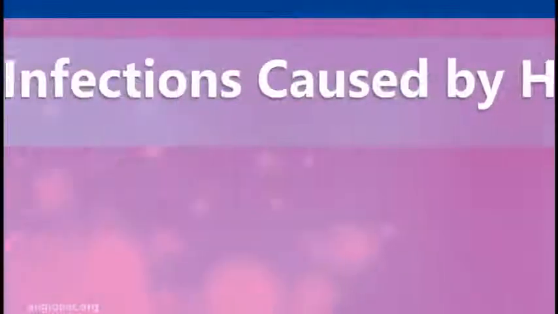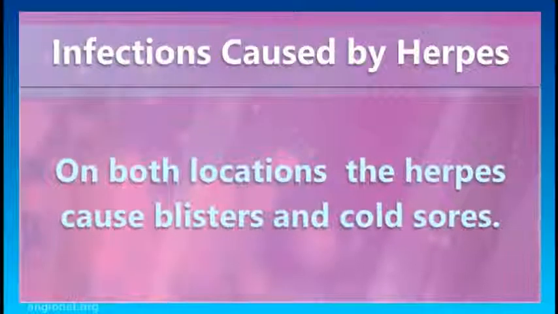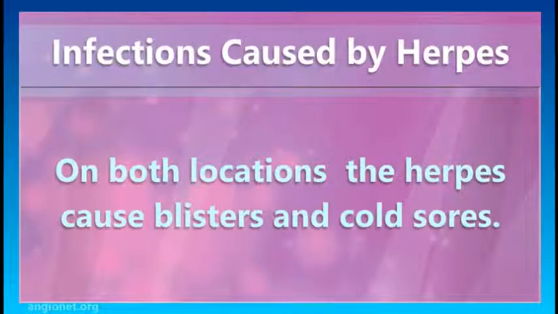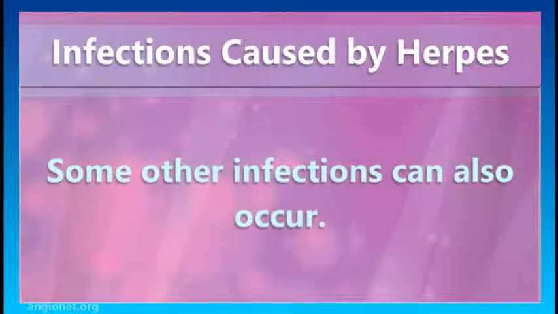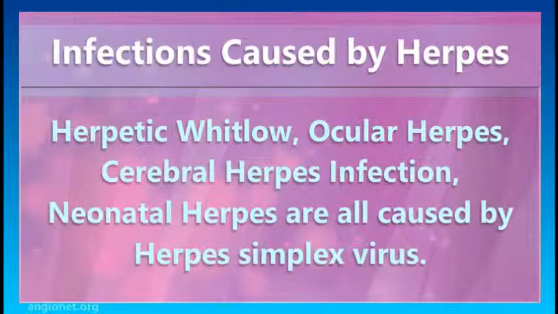Infections caused by herpes. Herpes virus causes different infections on different sites on the body, including oral herpes and genital herpes. On both locations, the herpes cause blisters and cold sores. Some other infections can also occur. Herpetic whitlow, ocular herpes, cerebral herpes infection, neonatal herpes are all caused by herpes simplex virus.